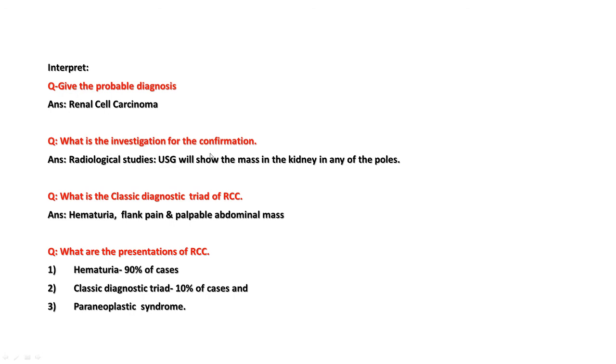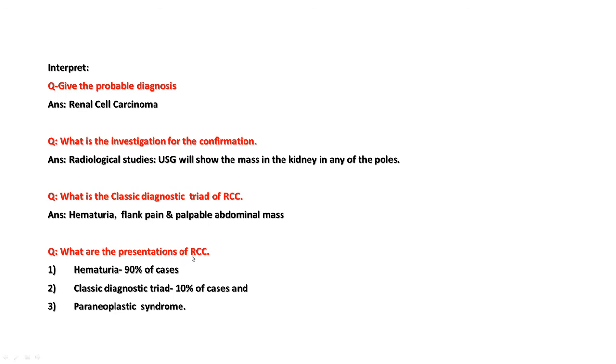And what is the investigation used for confirmation? As I said, the radiological studies. The USG will show the mass in the kidney, which can be present in the upper pole, lower pole, or mid pole. What is the classic diagnostic triad of RCC? Hematuria, flank pain and palpable abdominal mass, which was present in this particular case.